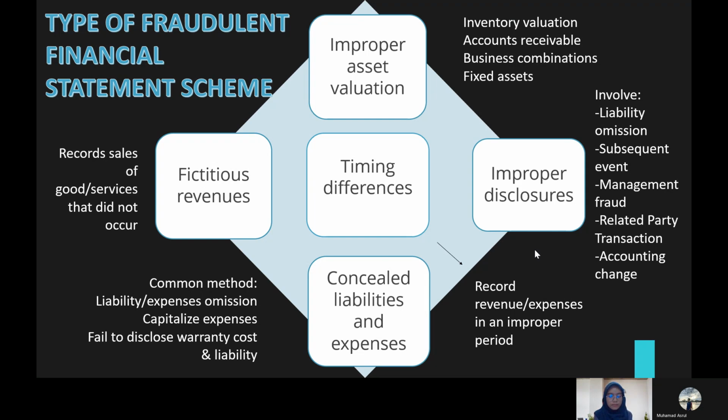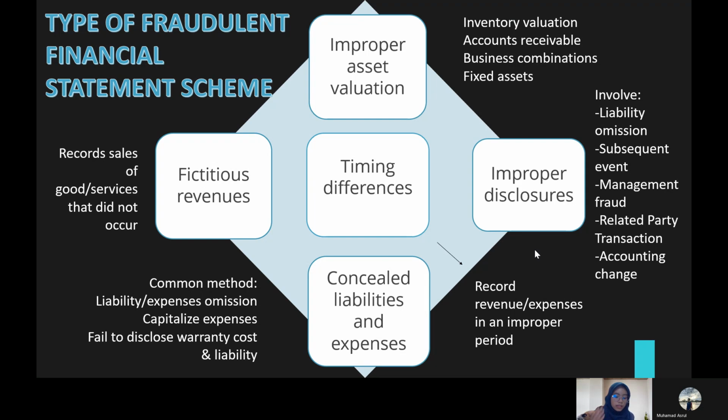So for improper disclosure, disclosures are supposed to prevent users from being misled. So it is important for the disclosure to not mislead the entity's users regarding information and so on. And this improper disclosure always involves liability omission, subsequent event, management fraud, related party transaction, and the accounting change.